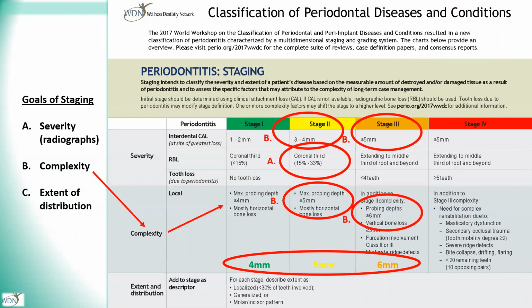Stage 4 gets very complex because these are cases that need to be rehabilitated. These are cases that have secondary occlusal trauma, which is trauma or mobility in the presence of a reduced periodontium. So this would be already breaking down. Severe ridge defects, and when you have bite collapse and that kind of thing. This is what's going to determine stage 4. But our pocket depth 6 or greater is only going to still keep us in stage 3 if we don't have any of those stage 4 criteria.